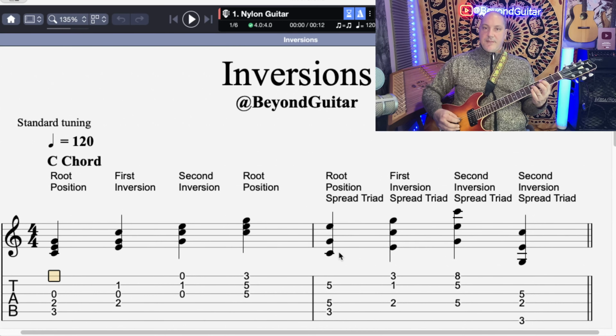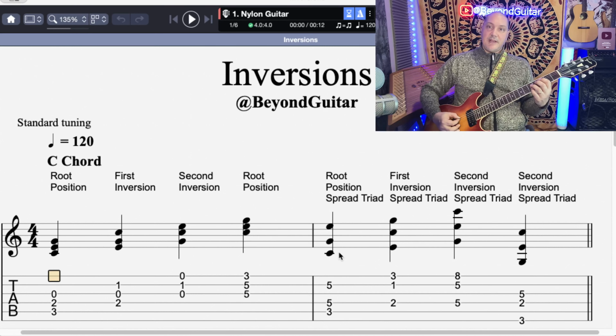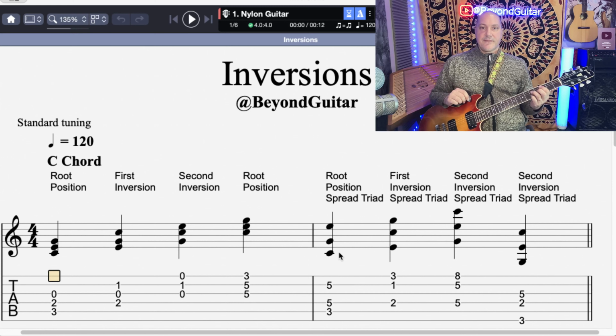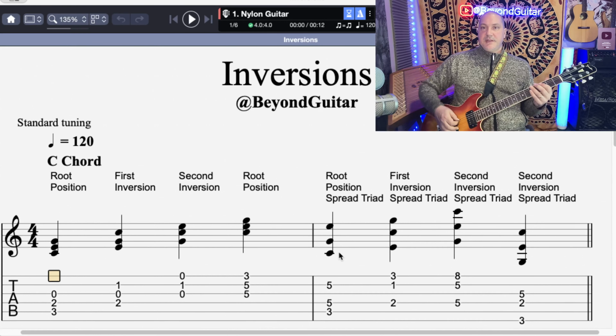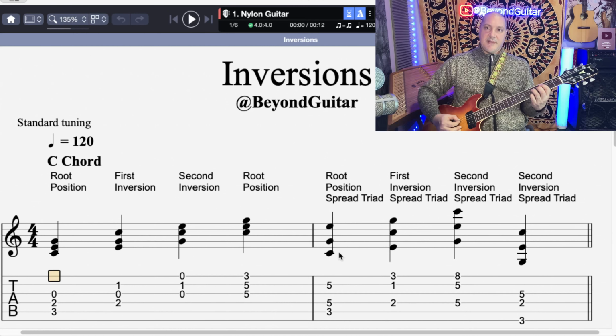We have a fifth, and then we have a sixth. Wow, from the lowest note all the way to the highest note, that's what we call in music a tenth. This spans further than an octave. Okay, so we've really spread the notes apart. Spread triad. Okay, why is it called root position? Because C is at the bottom. The root is in the bass.